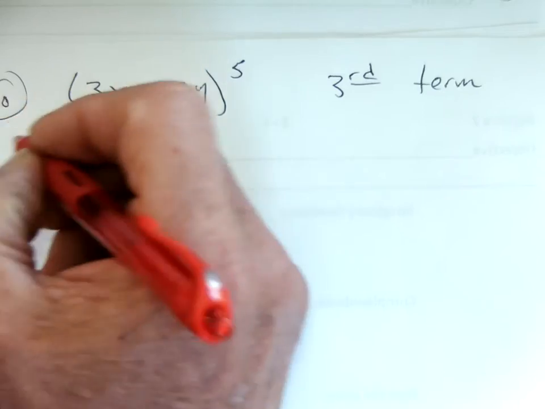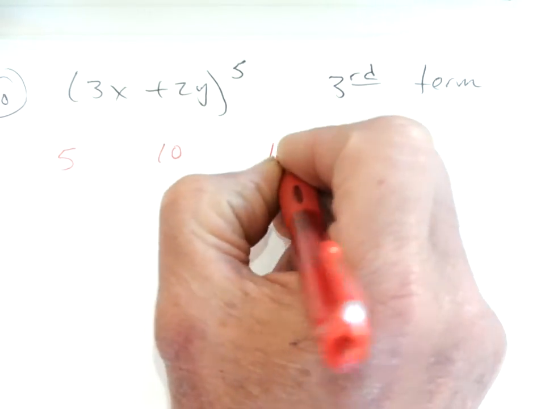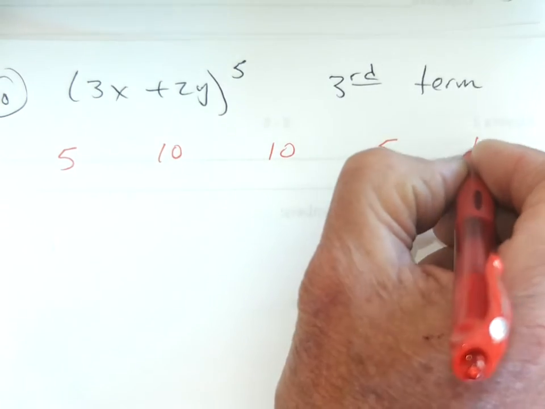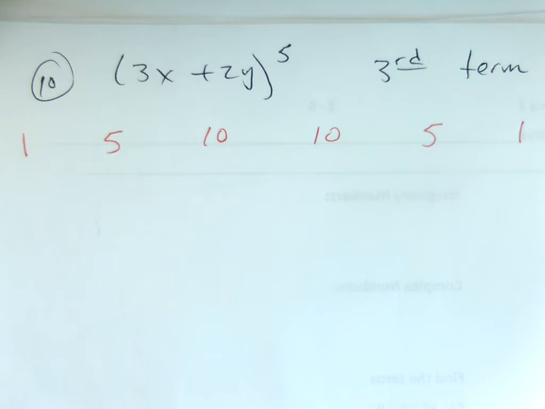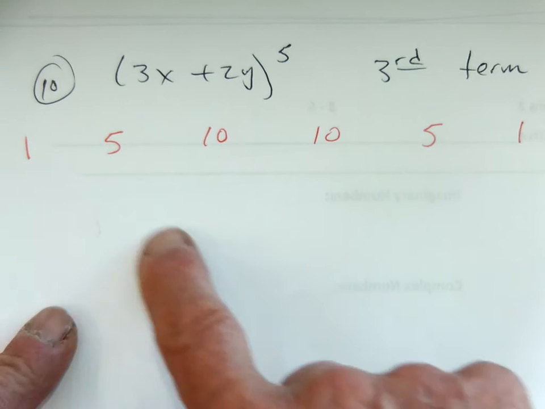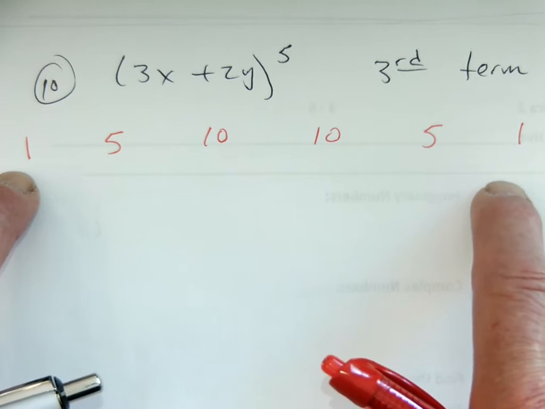Valeria said 1, 5, 10, 10, 5, 1. Where did she get that? From the 5th row of Pascal's triangle, right? And that's actually, I think, even in your journal, isn't it? I think it is.